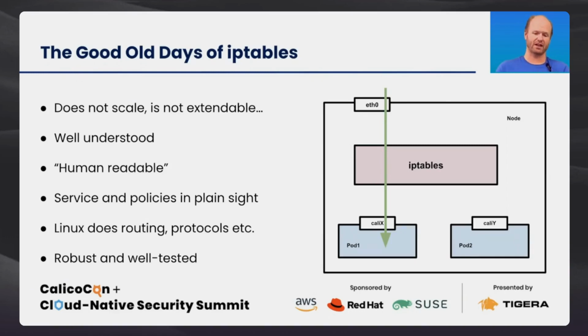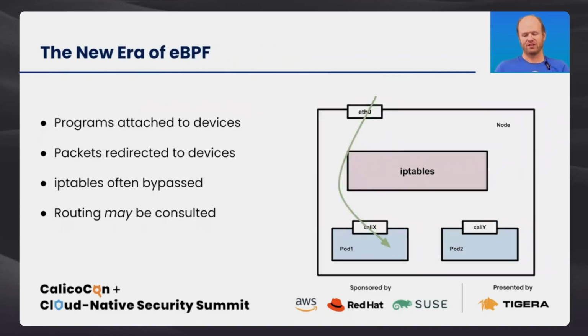Also, a user can dump all the rules in IP tables, and those rules are sort of human readable. So the services that Calico or kube-proxy programs and the policies are sort of in plain sight. You dump the rules and you can see what is programmed and what IP tables are supposed to execute. The rest of Linux takes care of routing, protocols, other corner cases, and pretty much does all the heavy lifting. With eBPF, this changes. Linux provides the environment, but the code that executes is provided by Calico or other frameworks.